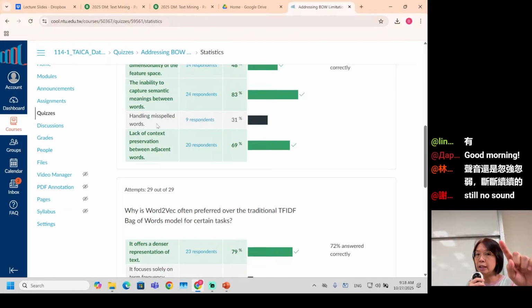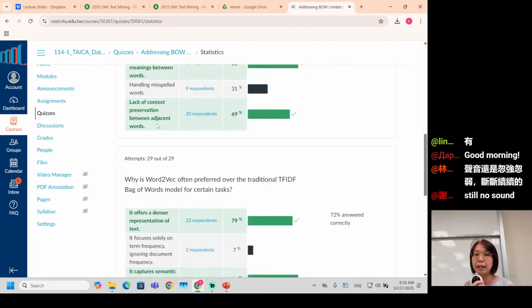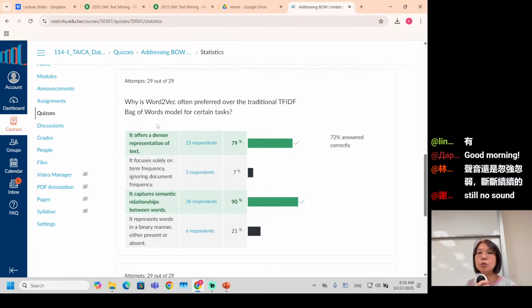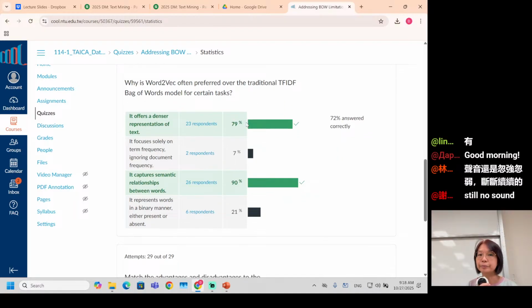So in this question, I did not mark them as correct because the large language model can see how we try to do them. They actually introduce another thing called a tokenizer, but Word2Vec did not talk about a tokenizer. That is why. Why is Word2Vec often preferred over the traditional TF-IDF bag of words model for certain tasks?